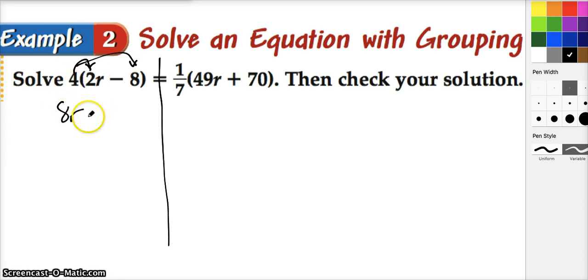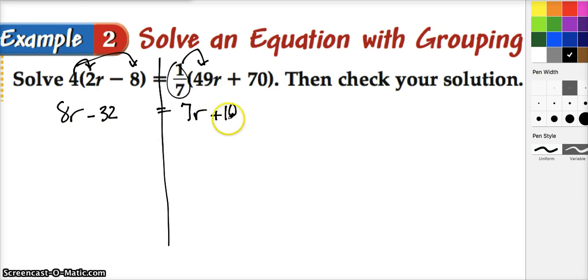4 times a negative 8 gives me a negative 32, or minus 32. And so I'm going to do the same thing with 1/7 times 49r. Well, 7 goes into 49 7 times, so the answer is actually 7r. And beautifully enough, 7 goes into 70 10 times. I can do 10 times 1. 7 goes into 70 10 times, 1 gives me 10. And so this isn't so bad at all.